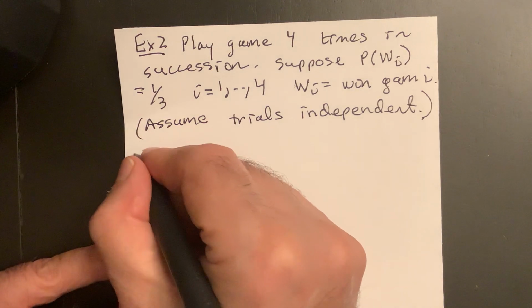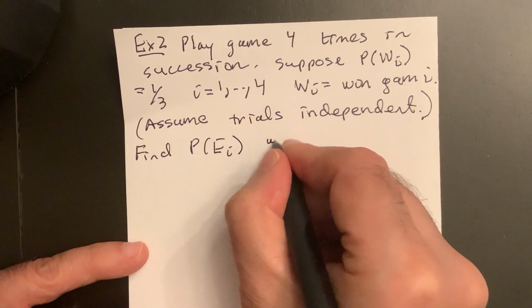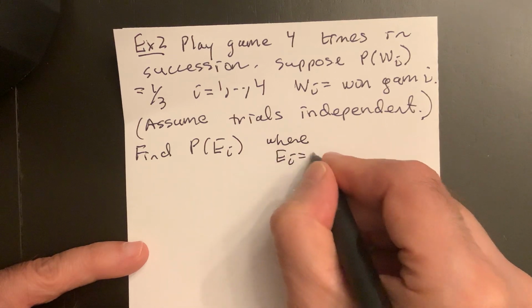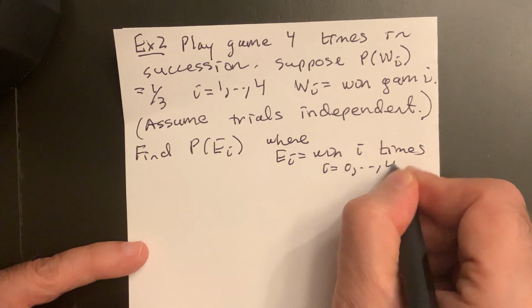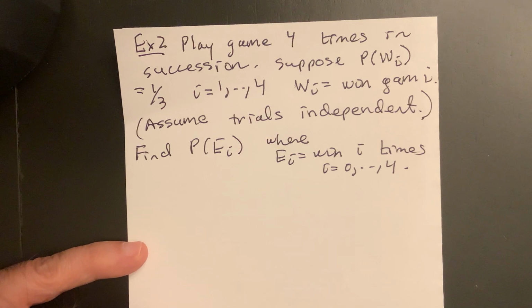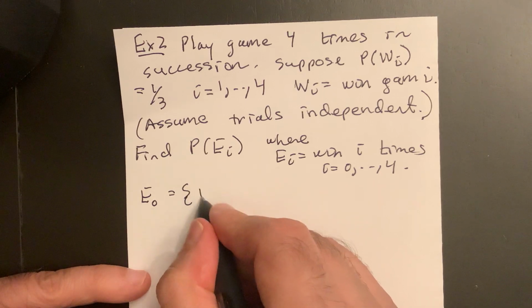Let's call it P(Ei) again, where Ei is we win i times, and now i is 0 to 4. Okay, so we're going to build the same kind of histogram this time, only we have 4 trials in our big experiment, and our events look like W1, W2, W3 complement, W4, something like that. So E0, that we don't win at all, this is just the single outcome.